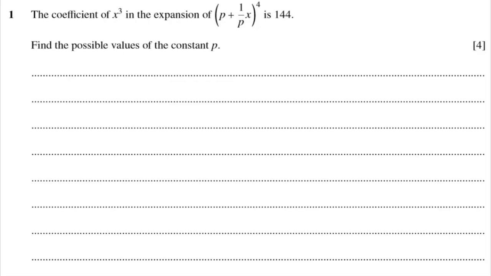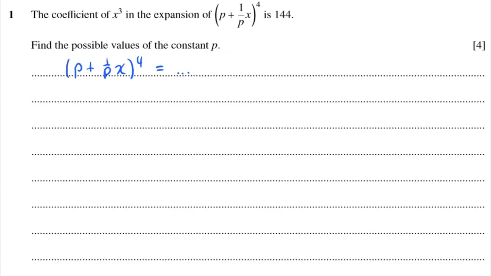Question 1 is a question about binomial expansion. And we're only really interested in one of the terms that comes out of the expansion, and that's where we produce an x cubed. So that's all we have to find. Let's get to it. We're going to say we have (p + 1/p times x) to the power of 4. We don't need to find every term. We only need to find the one term that we're interested in.